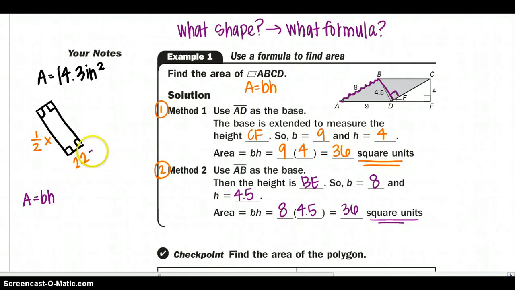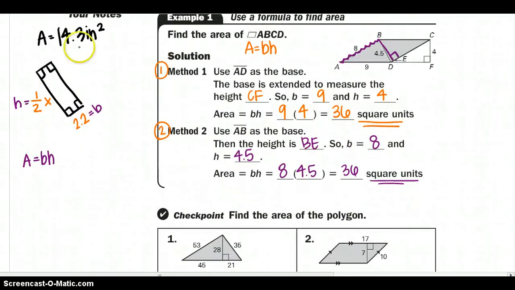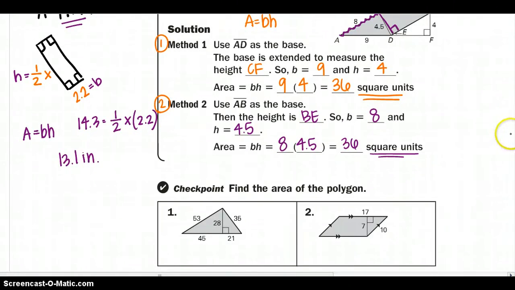And I know these are my base. I can call that my base, maybe that my height. And let's plug in, I know my area. So I would say 14.3 equals 1/2 x times 2.2. And again, I'm in inches. Go ahead and solve that. And you should get 13.1 inches. So again, it's just can I plug it into my equation, and how do I solve that?